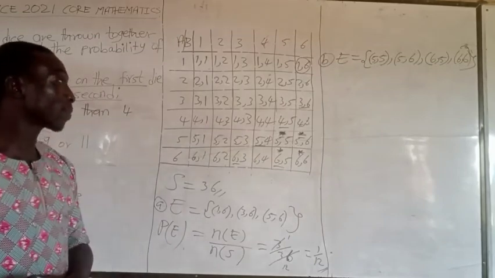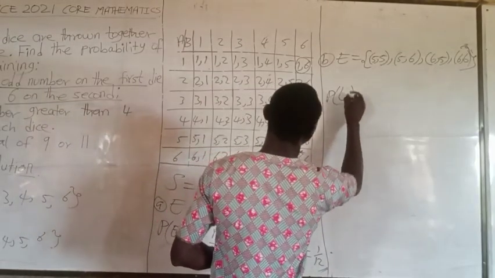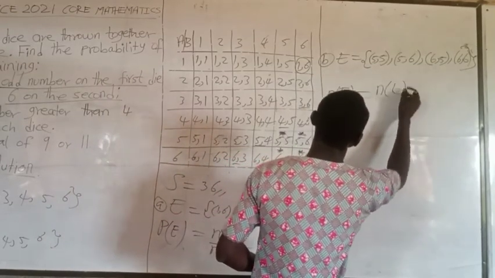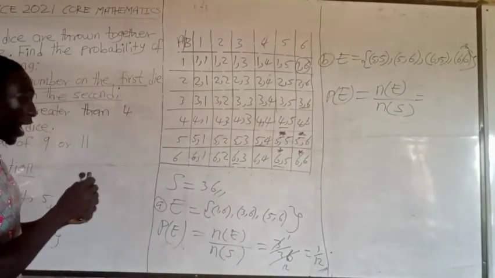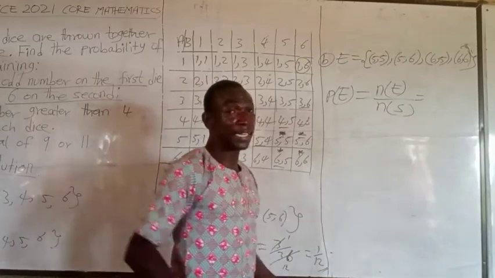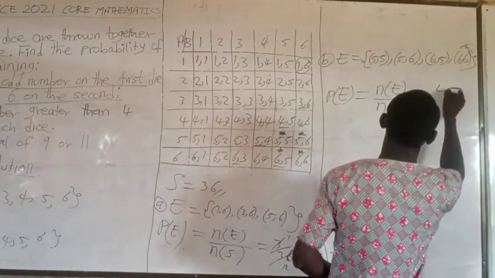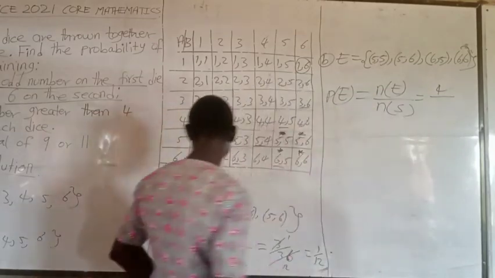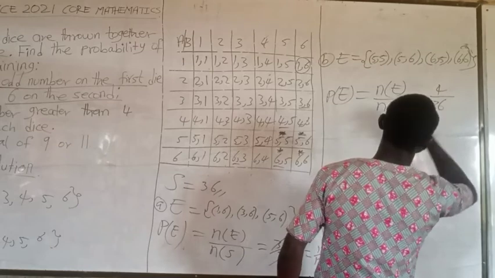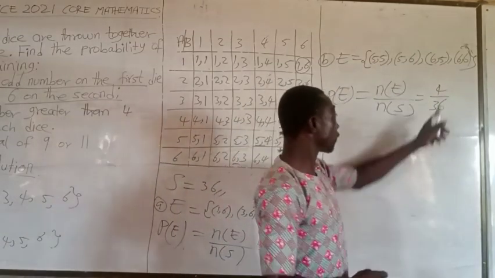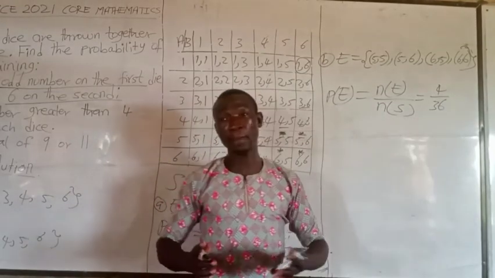Let's look at the probability of obtaining this particular event. The probability of the event occurring equals the number of elements in the event over the number of elements in the sample space. How many elements are in the event? We have 1, 2, 3, and 4. So we have 4 over the number of elements in the sample space, which is 36. Now, we are checking whether 4 is a factor of 36, or how many 4s go into 36 without a remainder. That is 9.